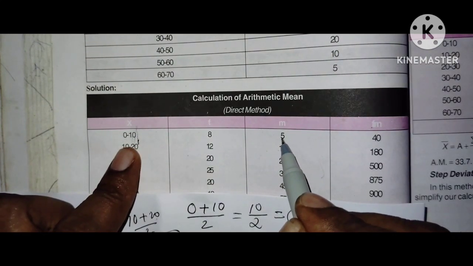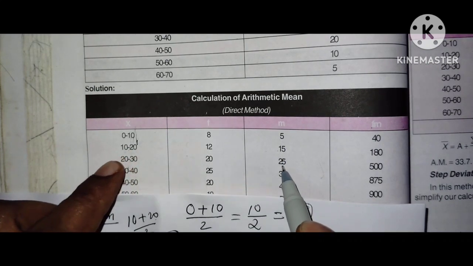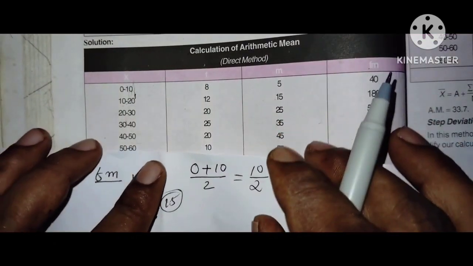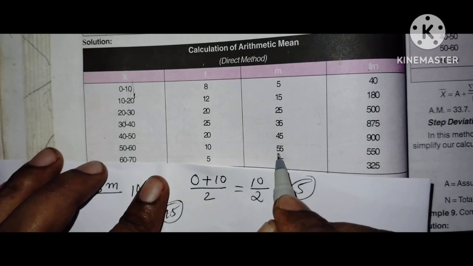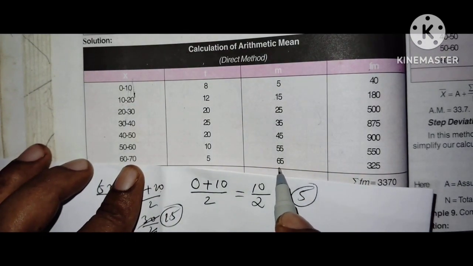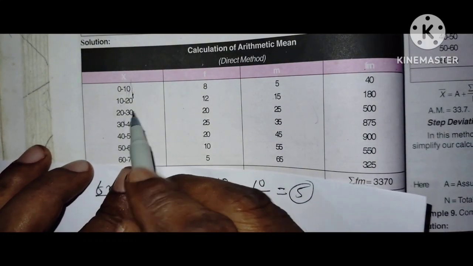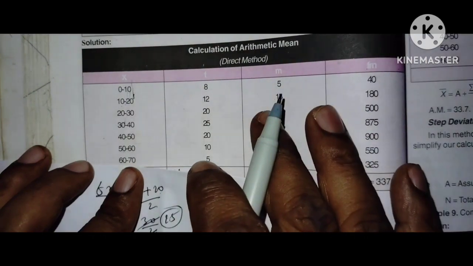So 10 plus 5, how much? 15. The next one you write. After this 15, you add 10, then 25. Then 25 plus 10, 35. Then 35 plus 10, 45. 45 plus 10, 55. 55 plus 10 is 65. Got it? So like this you have to do. Suppose the difference is 5, then you add 5, 5, 5, 5 in this way. So do you understand the third column?